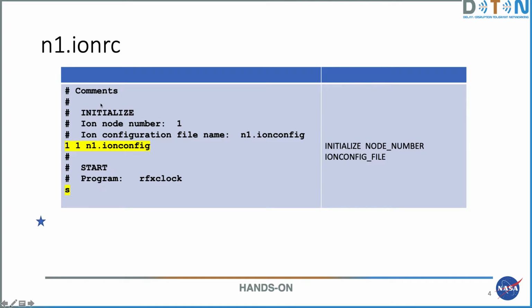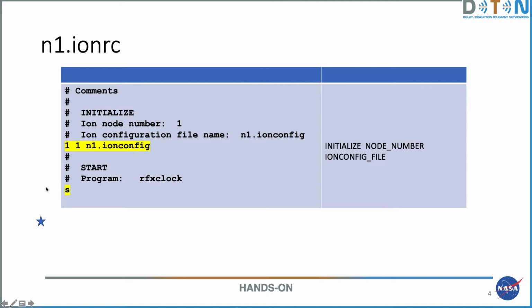So this is initializing ION node number 1, and we're going to use this ION config file. A lot of the ION admin programs follow this kind of convention where there's an initialization or start command that is typically a 1, and then maybe some parameters to it. And then down at the end, there's another command that says, okay, now start running all the processes that we've talked about in this, and that gets called with an s.